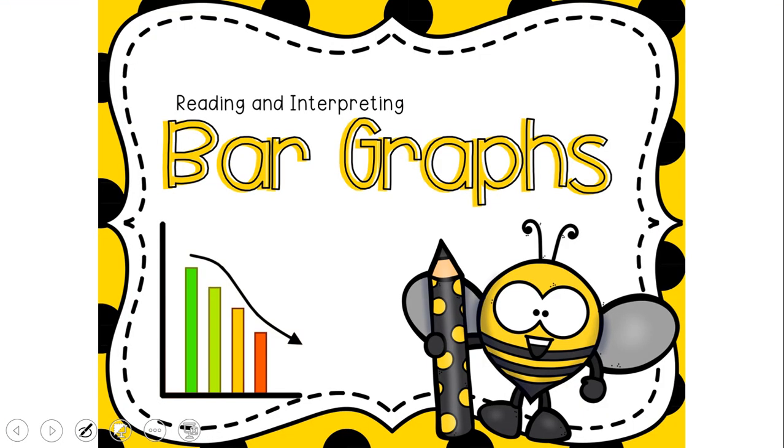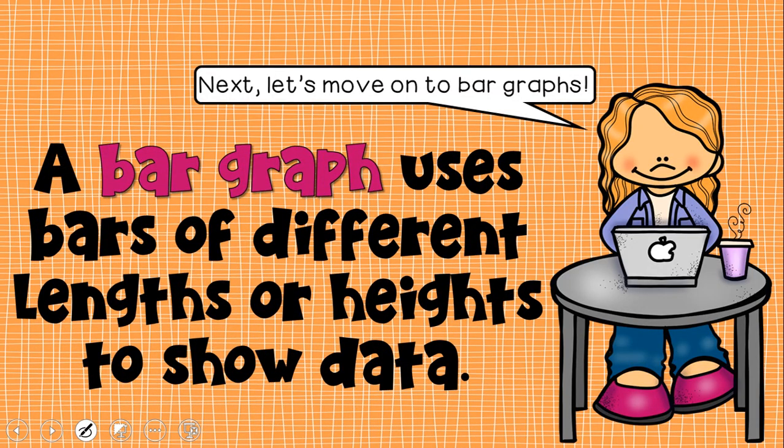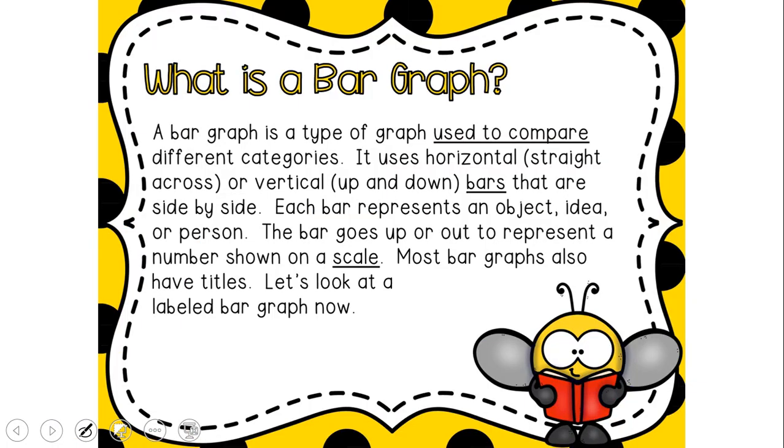So today we are talking about bar graphs. Now bar graphs, they use different lengths or heights to show data. So some of them can be horizontal, which is across, or vertical, which is up or down, but each bar represents an object, idea, or person. And the bar goes up or out to represent a number shown on a scale. And all bar graphs have titles.